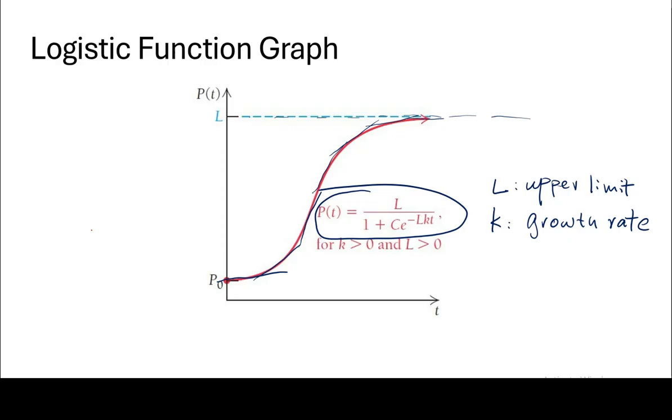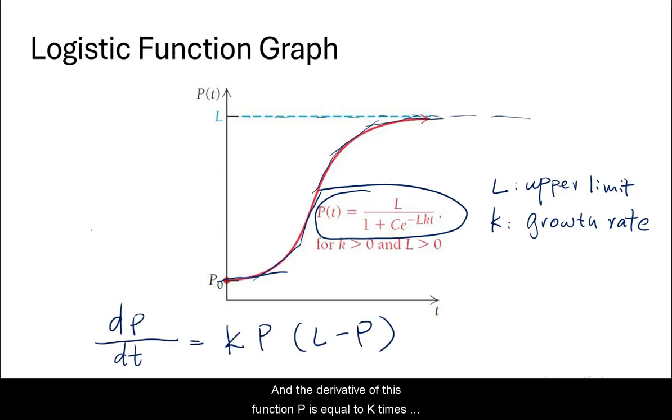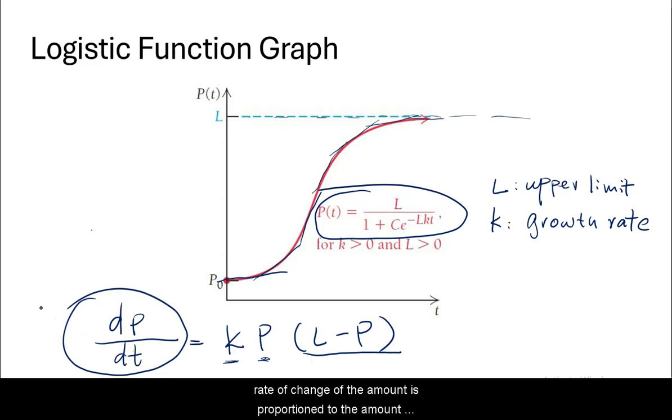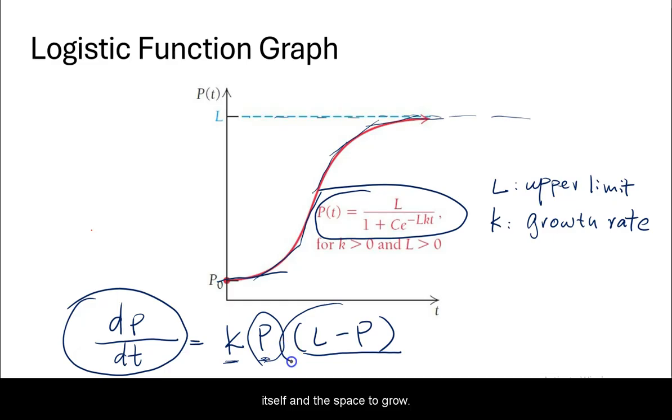your potential. And the derivative of this function p is equal to k times p times (L minus p). So k we know is the growth rate, right? p is the amount you have at the moment, and L minus p, you can see that as the potential of growth. The rate of change of the amount is proportional to the amount itself and the space to grow.